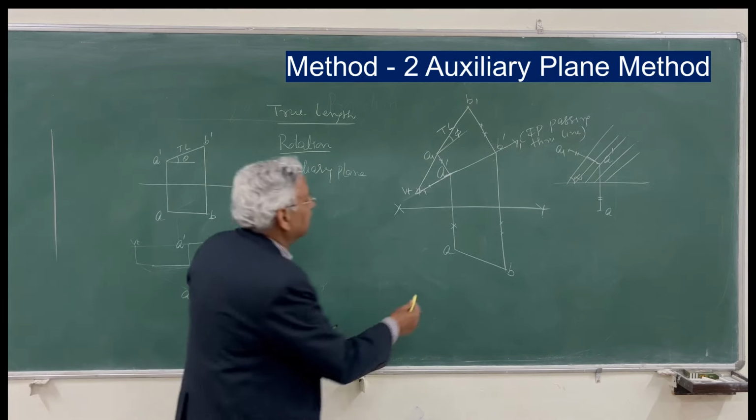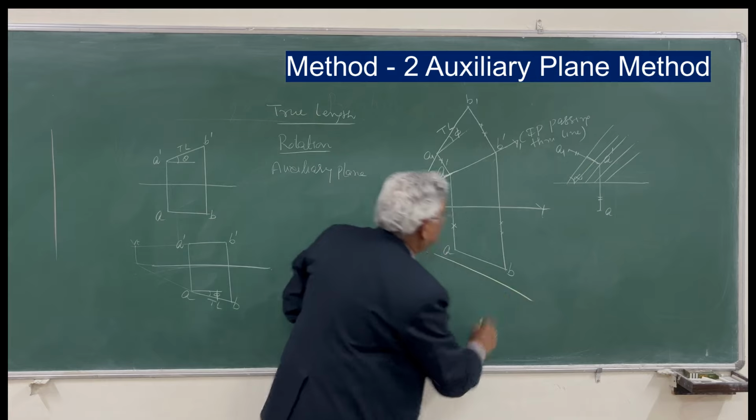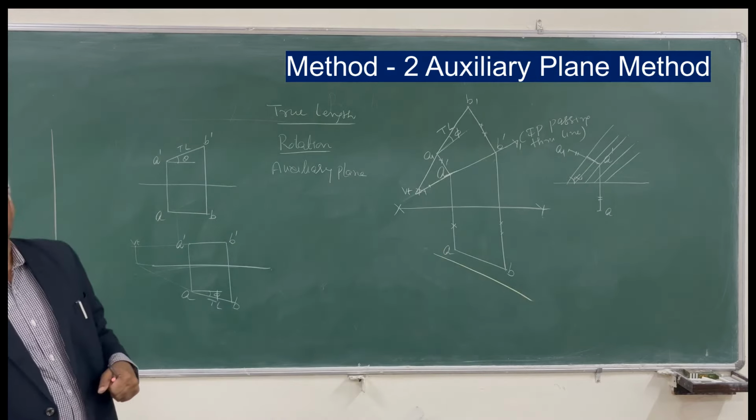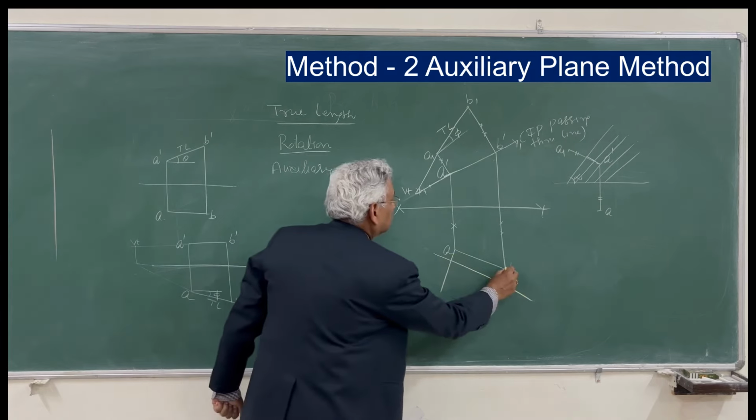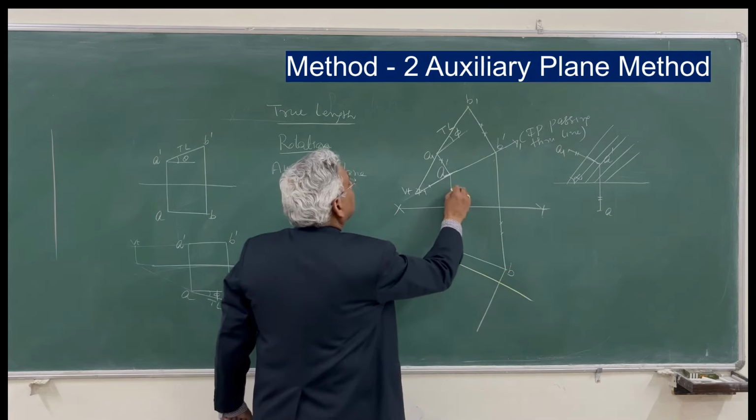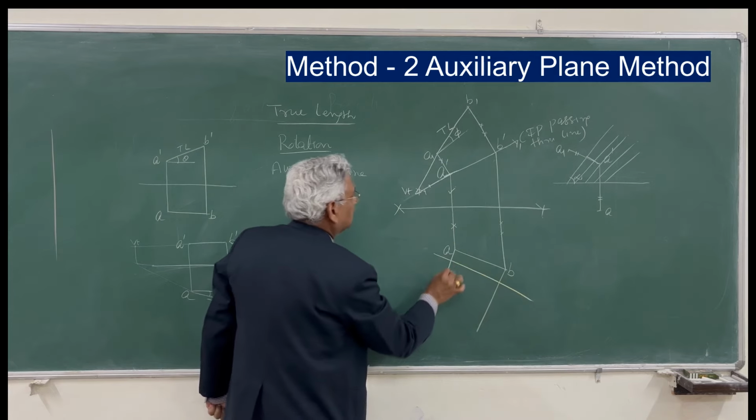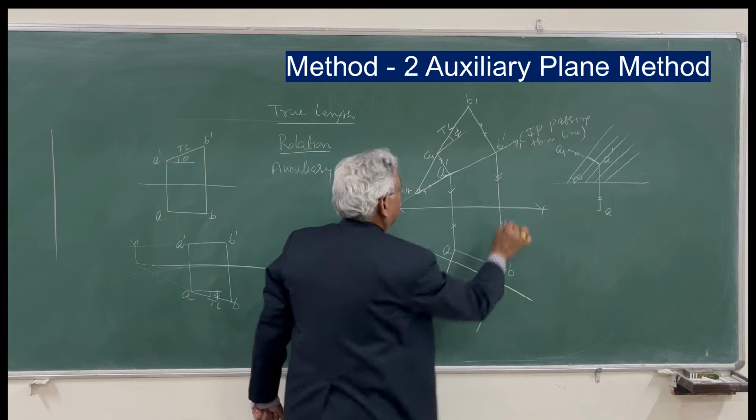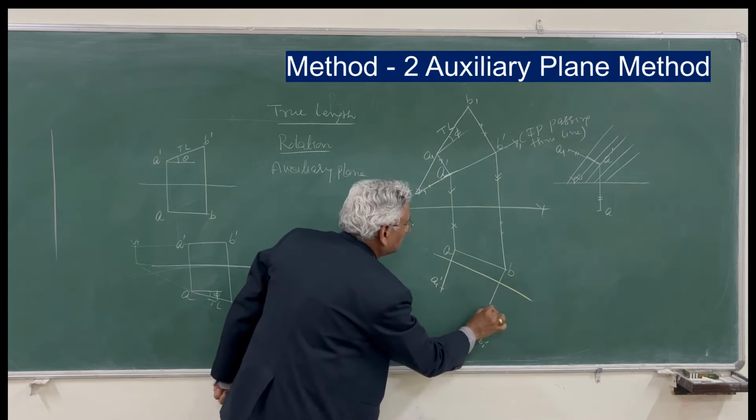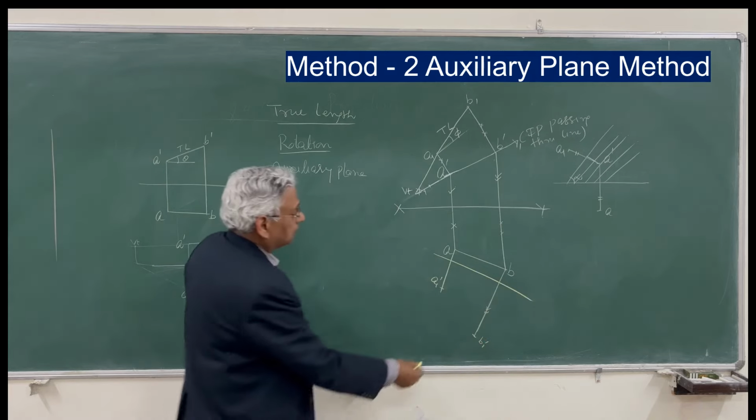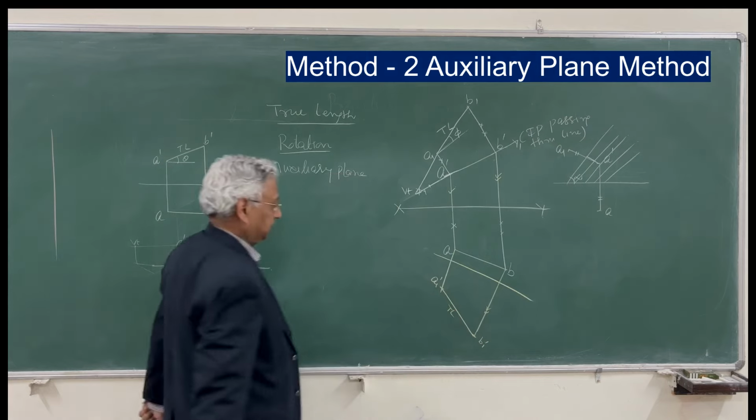Similarly, you can take a plane here, either passing through AB, or you can also take a plane which is parallel to AB. Parallel to AB, right? And project this line on this. This distance is A, that is A1 dash, and this distance is B, that is B1 dash, and if you join it, it gives you the true length.